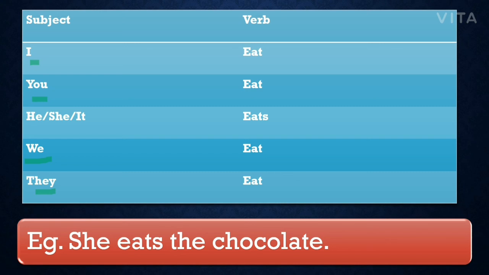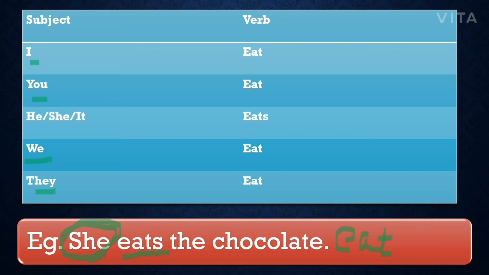V1, that is the first form of the verb. No S or ES will be used. But students, with third person singular subjects, we will be using S and ES with the first form of the verb. For example, she eats the chocolate. Now students, here she is the third person singular subject. Clear? So in such cases, with the verb, we will be using S or ES.